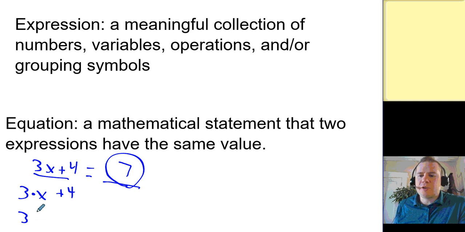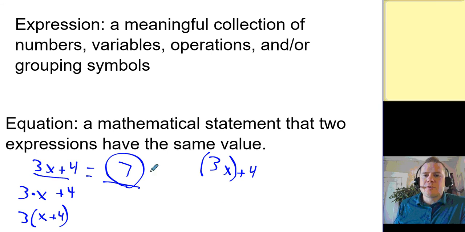I could have had the expression 3 times x plus 4 contained within parentheses. And now that's a different expression, right? Sometimes grouping symbols dramatically alter the meaning of the expression. If I'd written 3x plus 4 with parentheses around this, that's actually not going to have any impact. I would have done the multiplication first anyways. Right, so we're going to get into the different operations and what all these symbols mean. But from the get-go, it's important that we recognize what an expression is versus what an equation is.